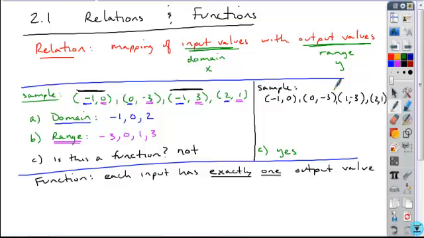It doesn't matter that two inputs have the same output. All that matters is that two inputs don't give you different outputs. The same input cannot give you different outputs. So there are two ways to check to see if something is a function. The first is to just test the inputs and outputs and compare them. The second is what's called a vertical line test.